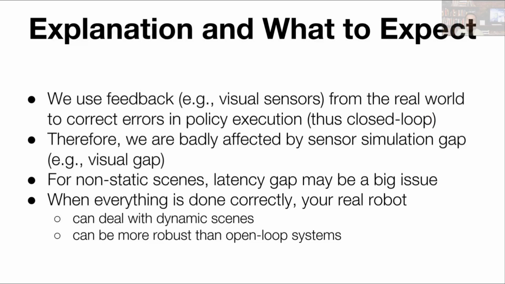However, since the input of the policy is the real signals, we will be badly affected by the domain gap, which will be addressed in the second part of this tutorial. Also, because we need to get the visual signals and run the policy online, the latency gap may be a big issue for non-static scenes. If everything is done correctly, now your real robot will be able to deal with dynamic scenes and be more robust than open-loop systems.